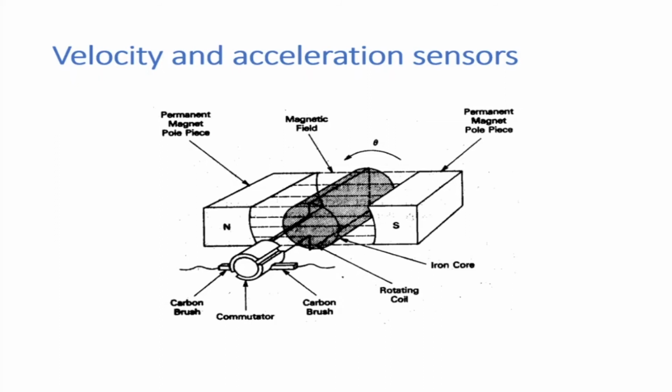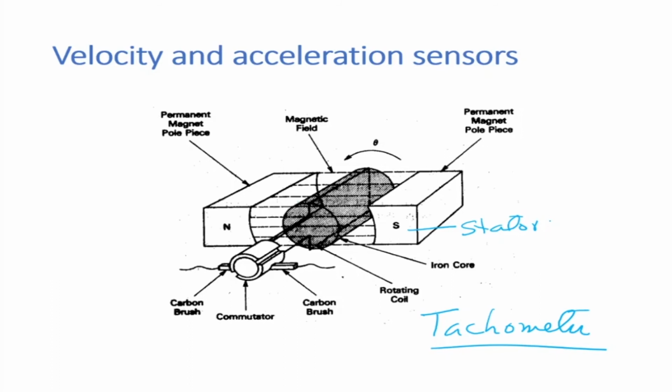Velocity and acceleration sensors. A DC motor can also be used as a velocity and acceleration sensor. This is actually a tachometer. We had talked about a tachometer in the beginning of the class, and this tachometer is essentially a DC motor. So in a DC motor, if you give voltage, what happens is, this is the stator poles, which is a permanent magnet. So there are lines of force which are going through. Now, if you give voltage to the motor, what happens? It generates an EMF, and this produces a magnetic field, and the 2 magnetic fields interact, which causes the rotation.